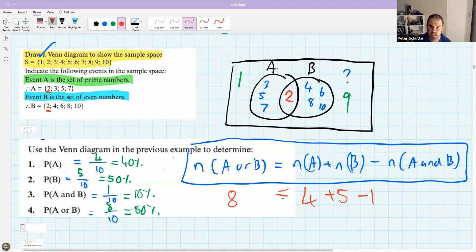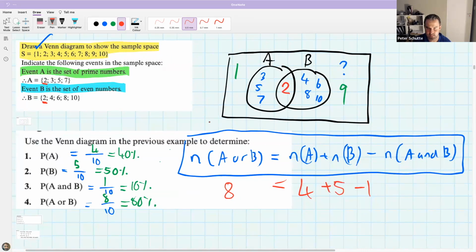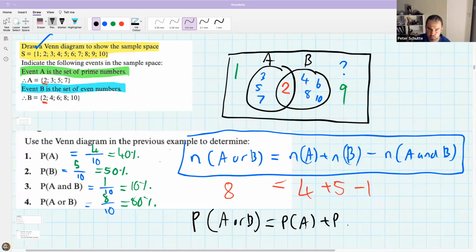And so another way that this identity comes up is sometimes you see it written like this. The probability of A or B is equal to the probability of A plus the probability of B minus the probability of A and B.